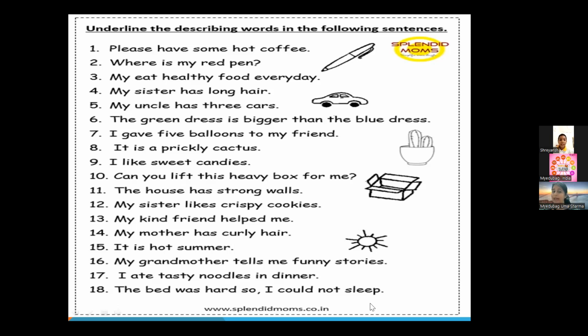Twelfth one, my sister likes crispy cookies. What kind of cookies? Crispy cookies. Which word is describing cookies? Crispy. Very good. Now thirteenth one, kind. My kind friend helps me. Which word is the adjective here? Kind. Very good. Next one, my mother has curly hair. Curly. Very good. Next one, it's a hot summer. Hot. Good.